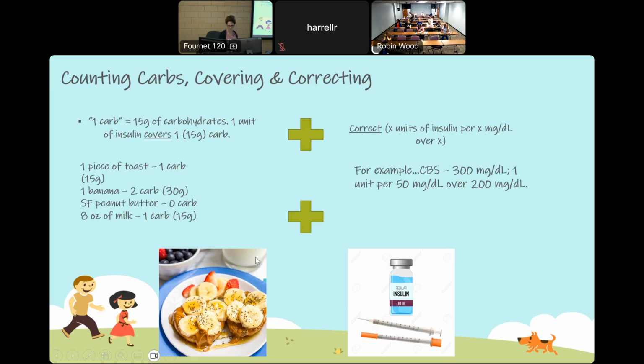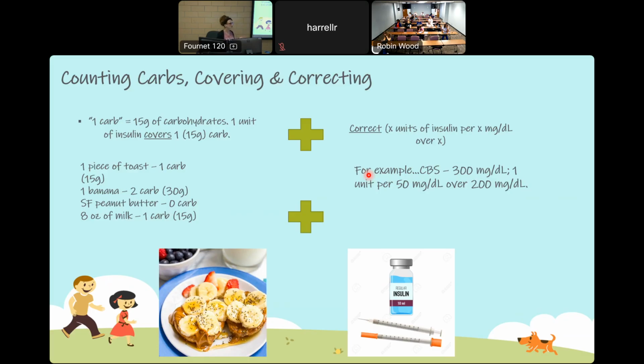So if we had to give 4 units of insulin to cover our carb intake over here, and then we checked our sugar, it was 300. Our orders tell us for this specific patient, give 1 unit of insulin per 50 over 200. We would give 2 units over here. So all in all, we are giving 4 units plus 2 units to correct and cover. So 6 units total. Will we give that all at the same time? Yes, you will give that all at the same time.